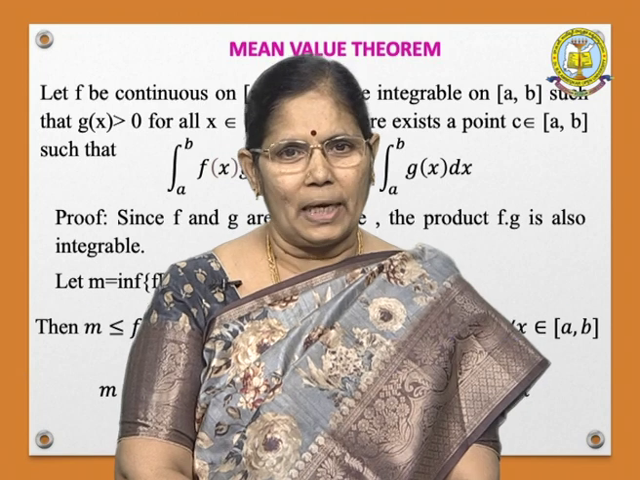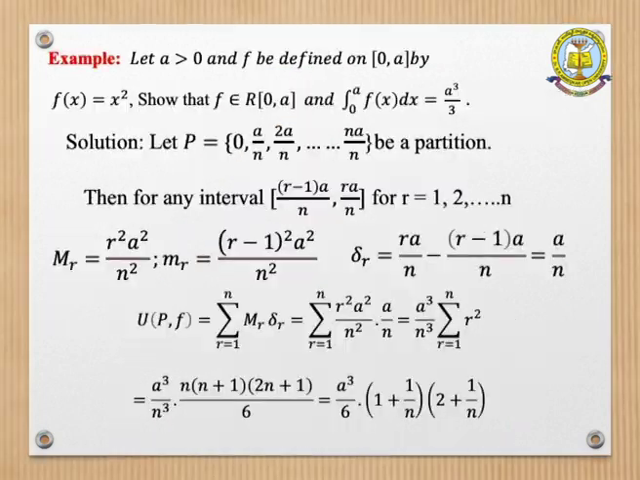Now, what is U(P, f)? U(P, f) is sigma r equal to 1 to n of capital Mr delta r, which is nothing but a cube by n cube into sigma r equal to 1 to n of r square. We know that the sum of the squares of the first n natural numbers is n into n plus 1 into 2n plus 1 by 6. So, our U(P, f) value is a cube by n cube into n into n plus 1 into 2n plus 1 by 6.